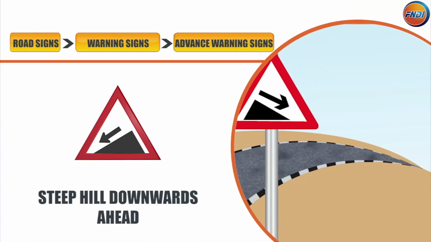Steep hill downwards ahead. This sign warns that the road is declining ahead. Steep hill downward ahead sign can be seen in hilly areas. It warns the motorists that the road is sloping ahead, so they must avoid overtaking, lane changing, parking, reversing, or stopping. It is recommended to use lower gears to control the speed.